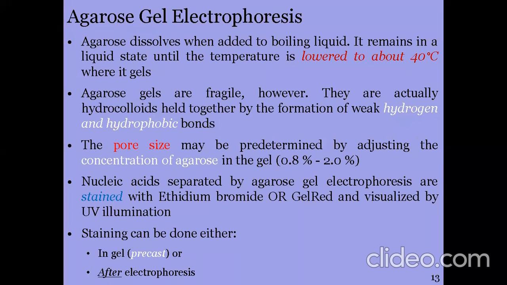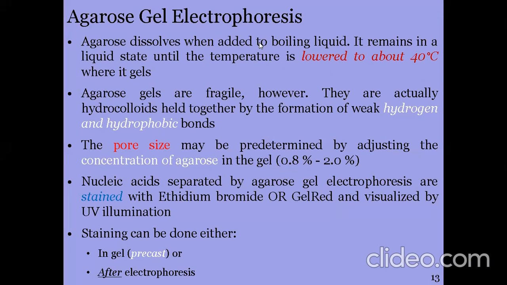Okay, good. So one thing we need to know is how we can do precasting staining. That could be when we make a gel. During that stage, we will add ethidium bromide or gel red. And after electrophoresis, we will dip the whole gel in the ethidium bromide solution or gel red, and we can stain the gel, and after that visualization will occur.